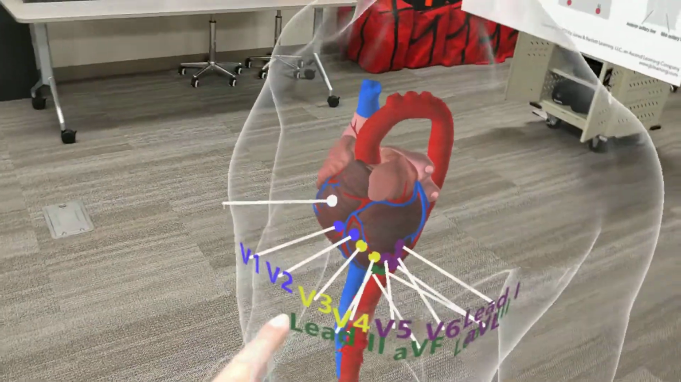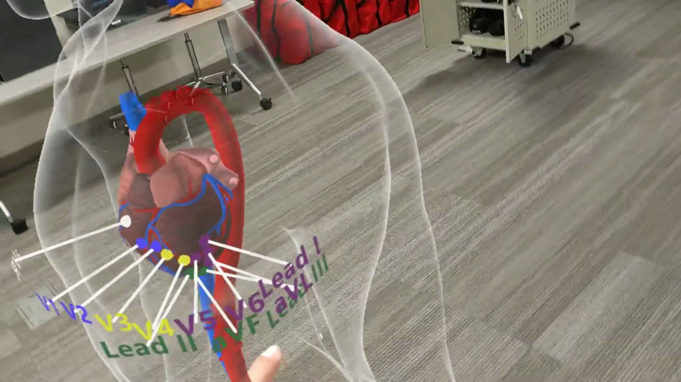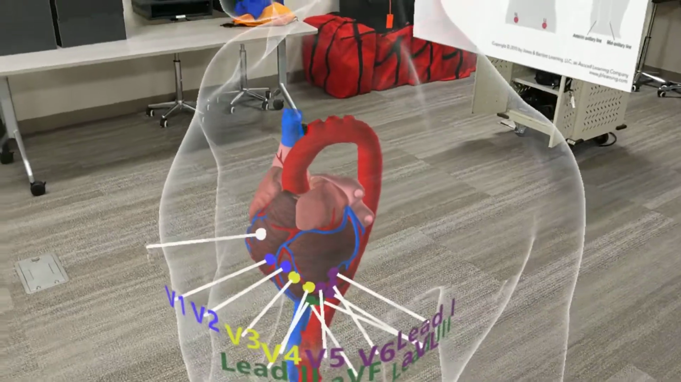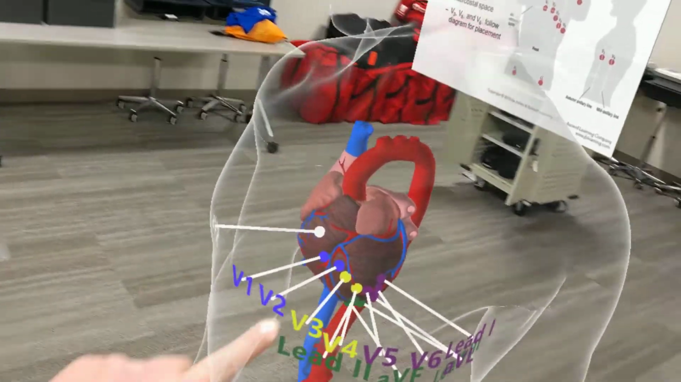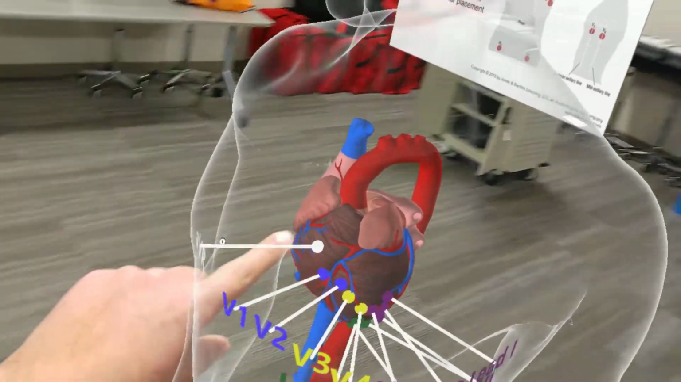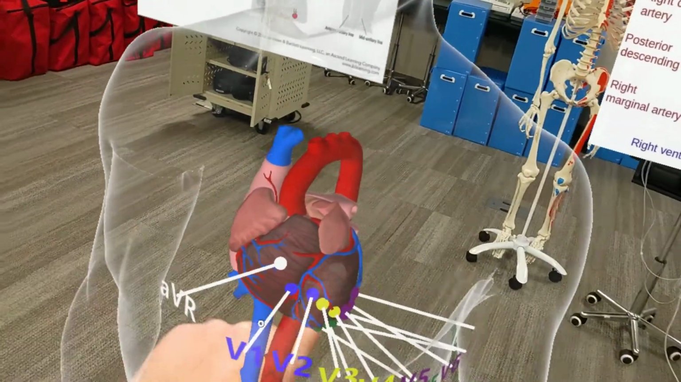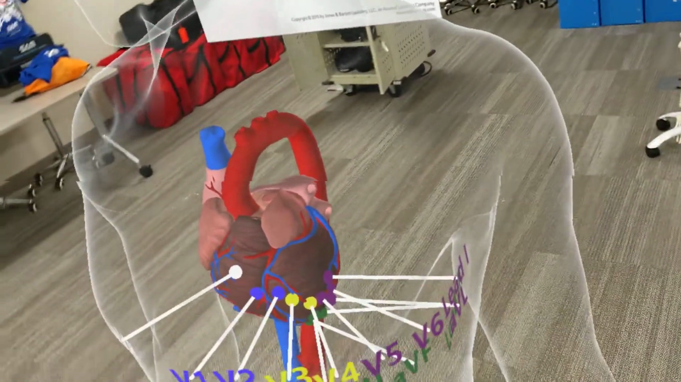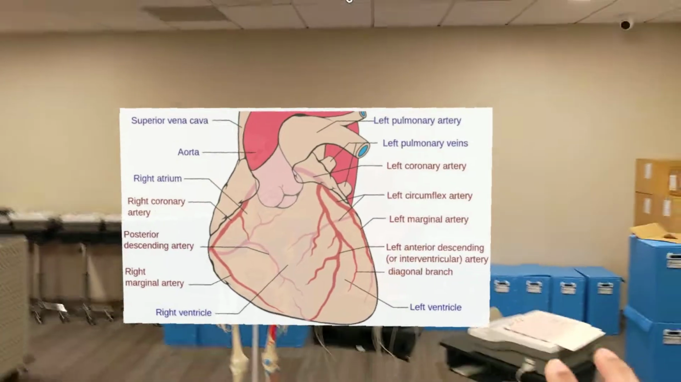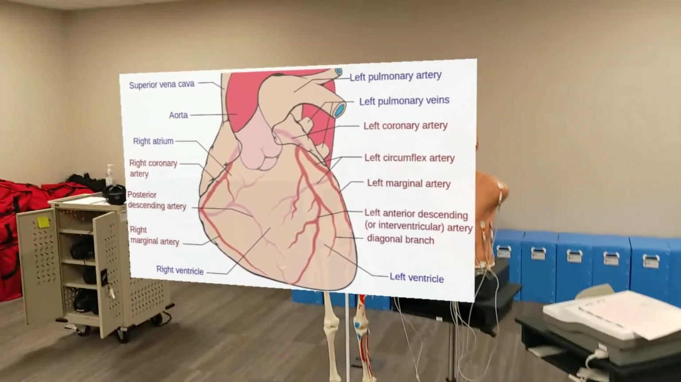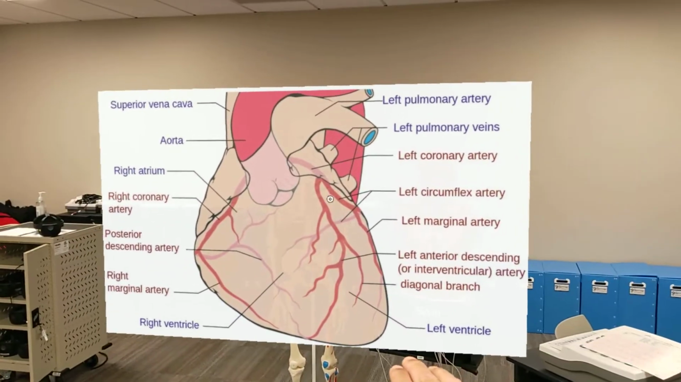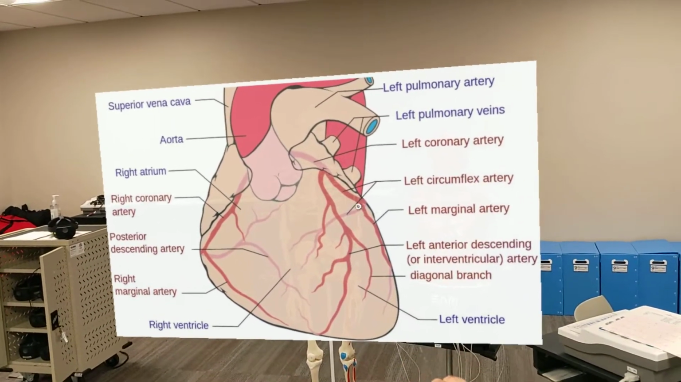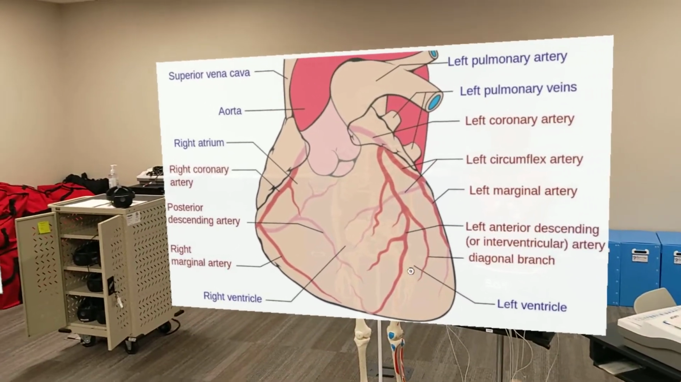So now we're looking at all our leads here, okay, and how they view the heart. And you can see that there are some particular vessels here, the left coronary artery, the main artery, and then you have the circumflex, and we'll get into that. This is what this diagram here shows. You have your left coronary artery, your left anterior descending, your circumflex, and then your left marginal.